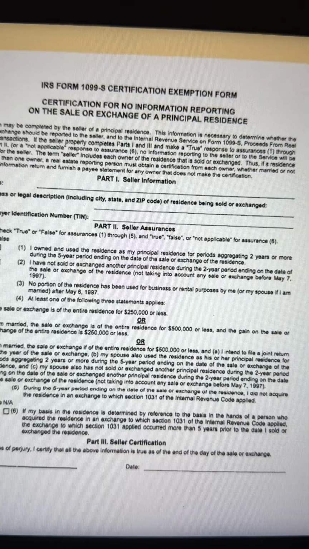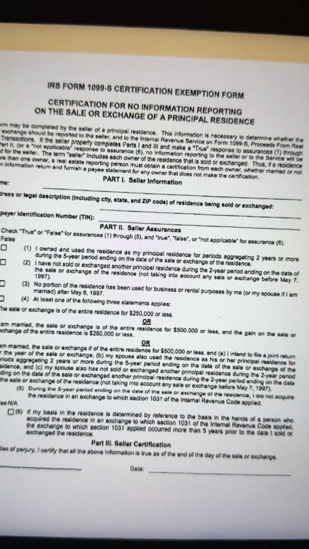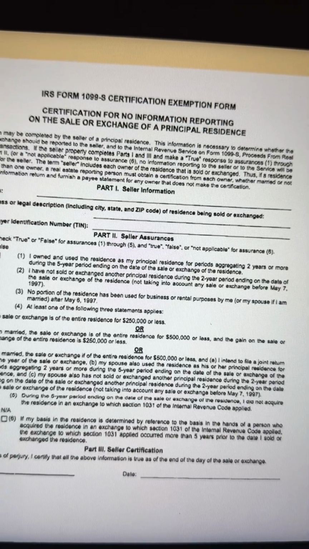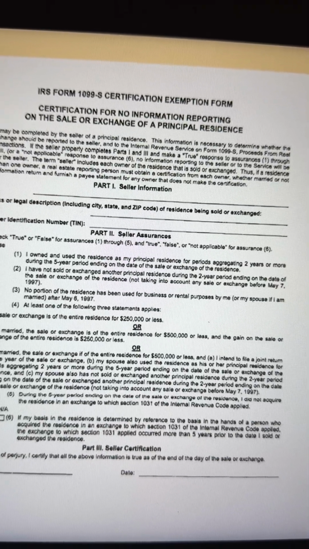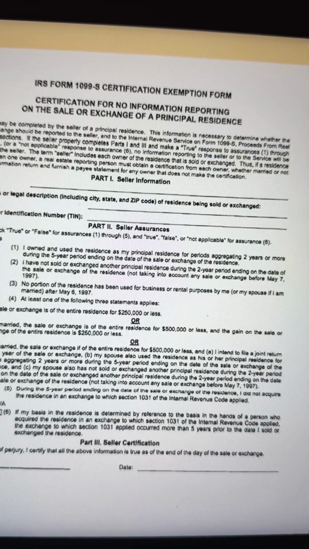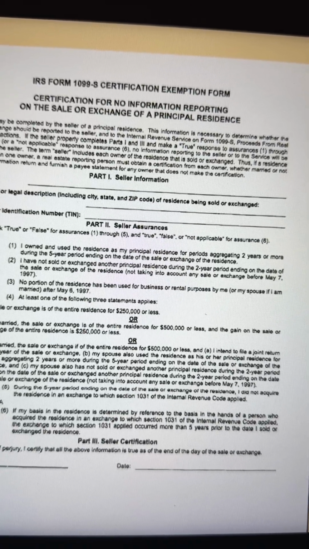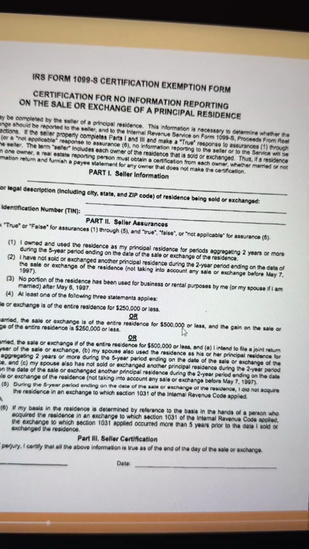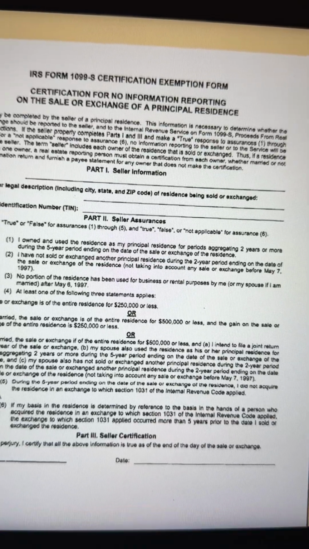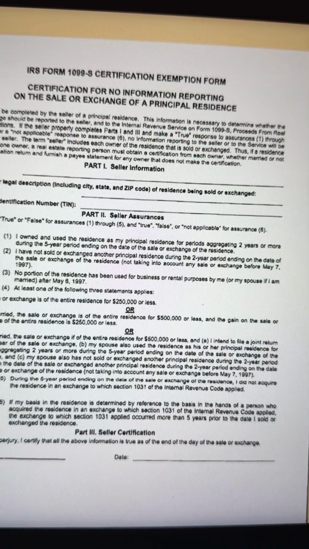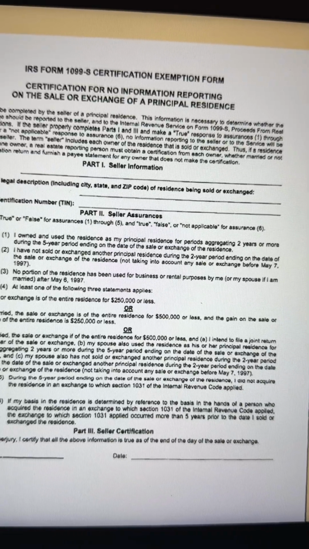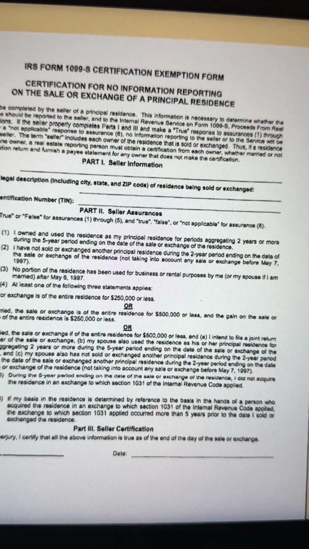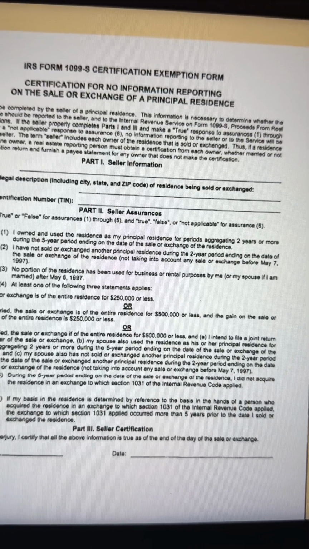If they owned and used the residence as a primary for periods aggregating 2 years or more during the 5-year period ending on the date or exchange of the residence, then that's going to be true. If they didn't live and use it as a primary for 2 years or more in a 5-year span, that's going to be false. They might tell you it was a rental property, they never used it as a primary, so that's going to be false. If they did own and use it as a primary residence for 2 years or more, it's going to be true for them.